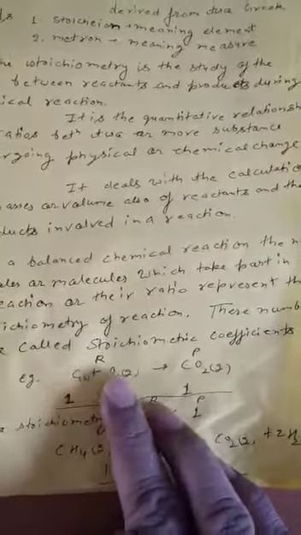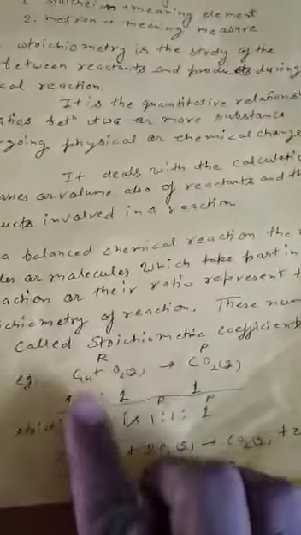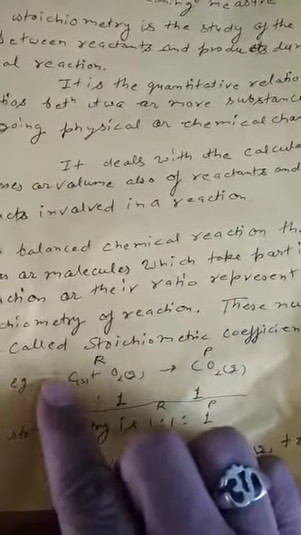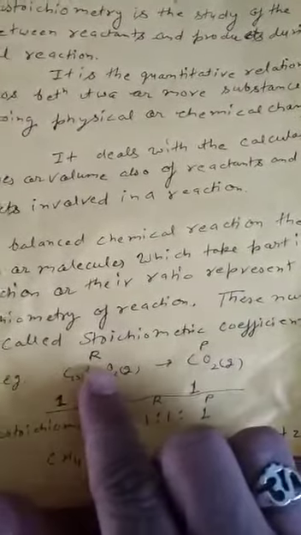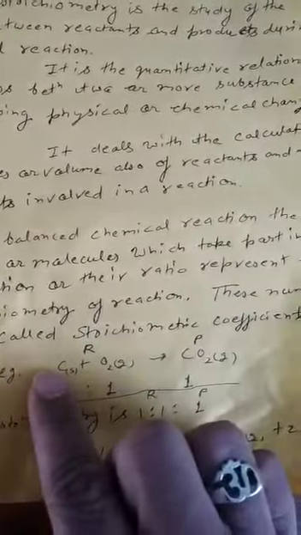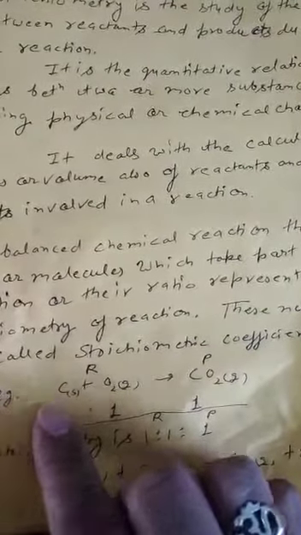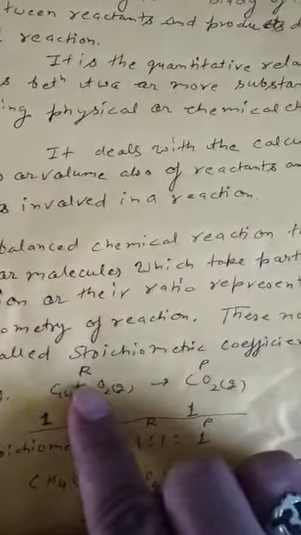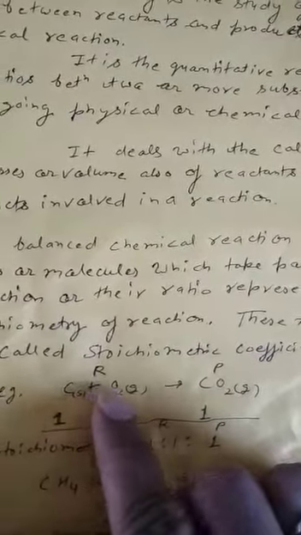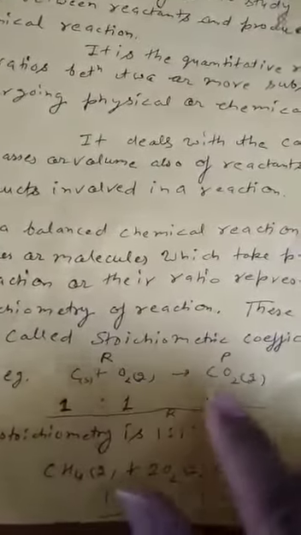We can have a simple example here. Carbon plus oxygen gives CO2. So carbon and oxygen are reactants and CO2 is the product in this reaction. If you see, there is only one here, and one, and one. So it means this reaction shows that 1 mole of carbon atoms reacts with 1 mole of oxygen molecules to form 1 mole of CO2 molecules. So the stoichiometry of this reaction is 1:1:1.